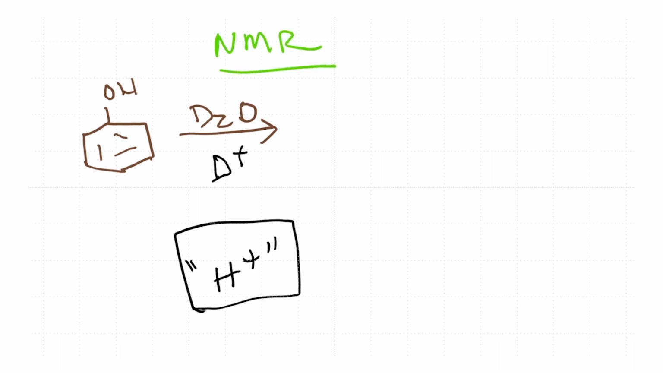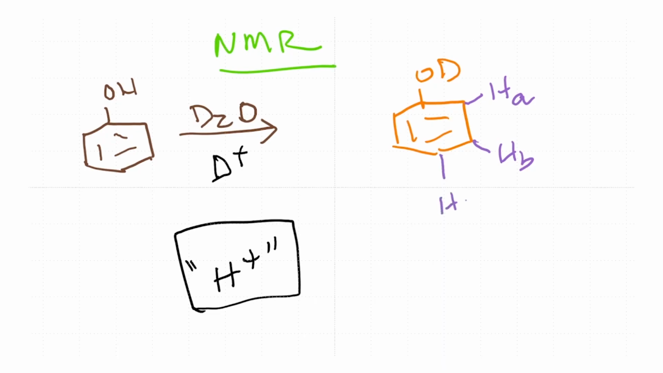It's an NMR experiment, and the peaks that you expect to see: this OH is going to be replaced by OD, so that becomes NMR silent. Now the HA, HB, and HC are the 3 peaks that you expect to see.